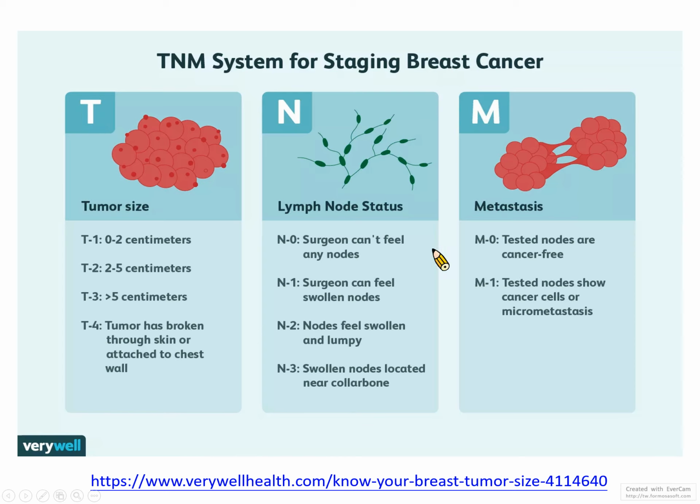And for the lymph nodes, it's a kind of subjective finding from the physical examination. If you can feel the lymph nodes, it will be N1, and if they are swollen and lumpy, then it will be N2, and if it's located near the collarbone, then you will stage it as N3. And for the metastasis, it's very simple. If it has metastasized to other parts of the body, then yes, metastasis, and otherwise it's non-metastasis. Okay.